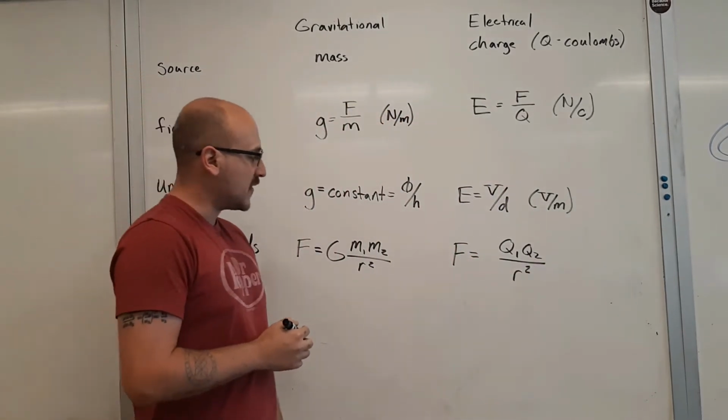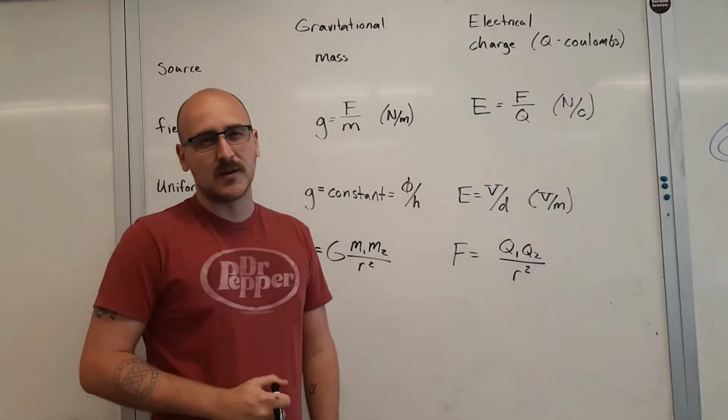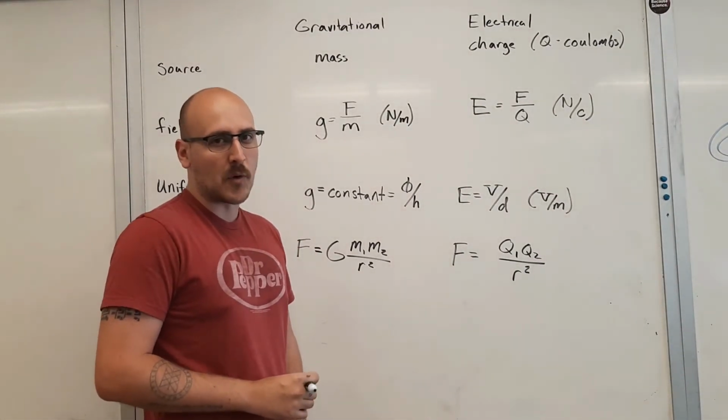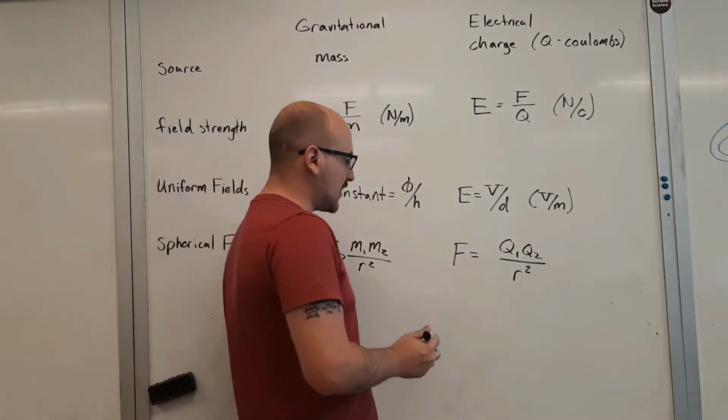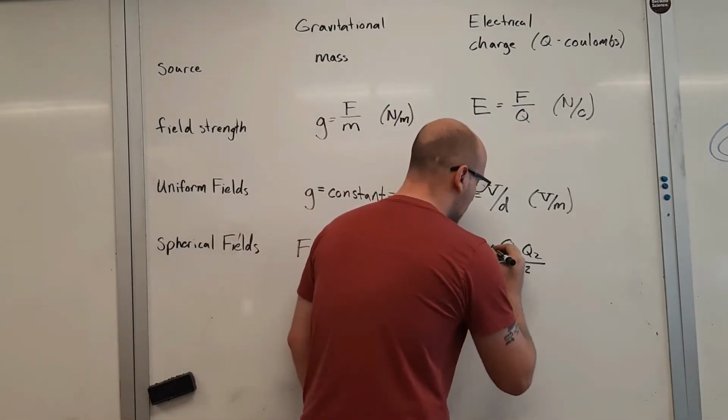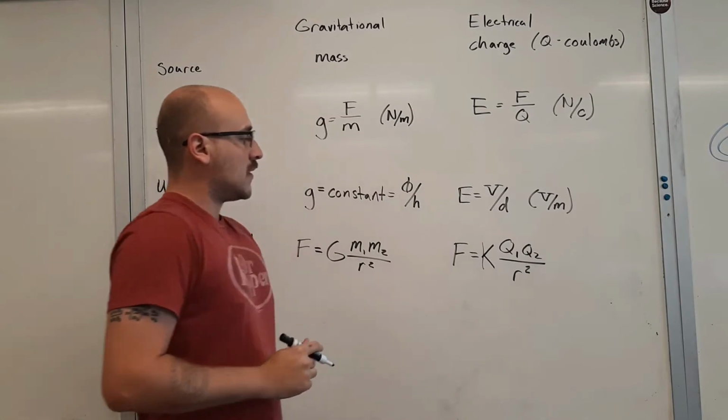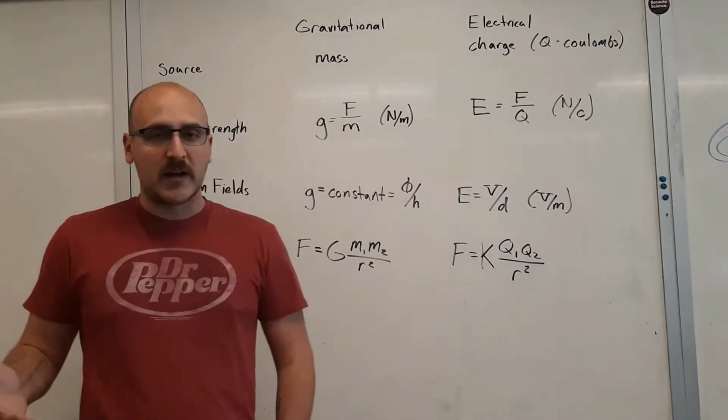Now, our main difference, we can't use the gravitational constant. No more big G. All right, we need a new one. It is still a constant. We're going to make it a K. Okay? So, this is for finding gravitational force.